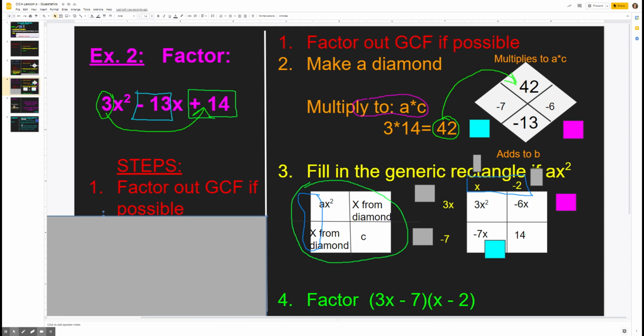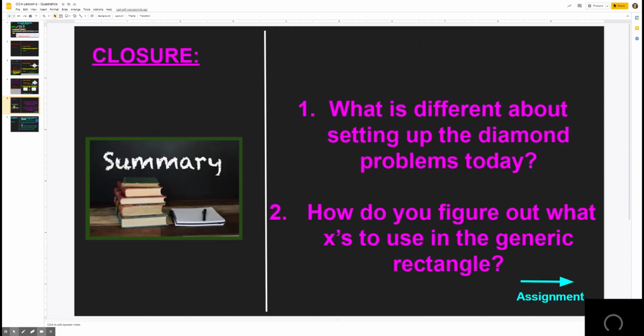Thank you. All right, so here's your closure for today. So on your paper, if you could take a moment to do that. What's different about setting up the diamond problems today? And then how do you figure out what x's to use in the generic rectangle? You could certainly draw a diagram on your paper as well.